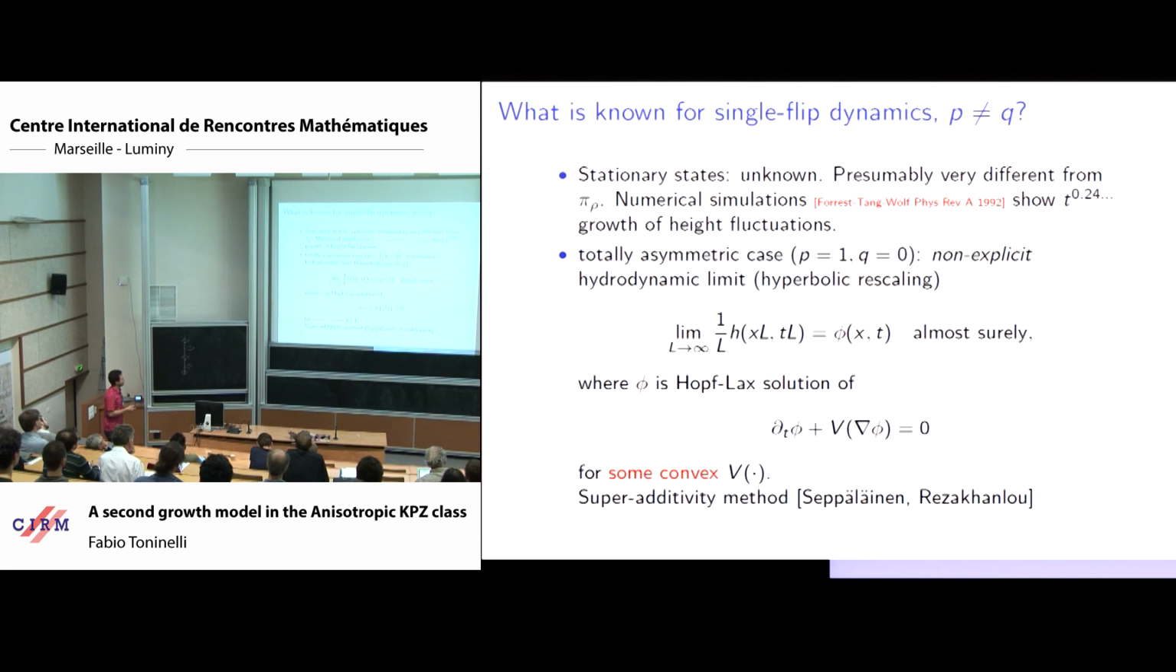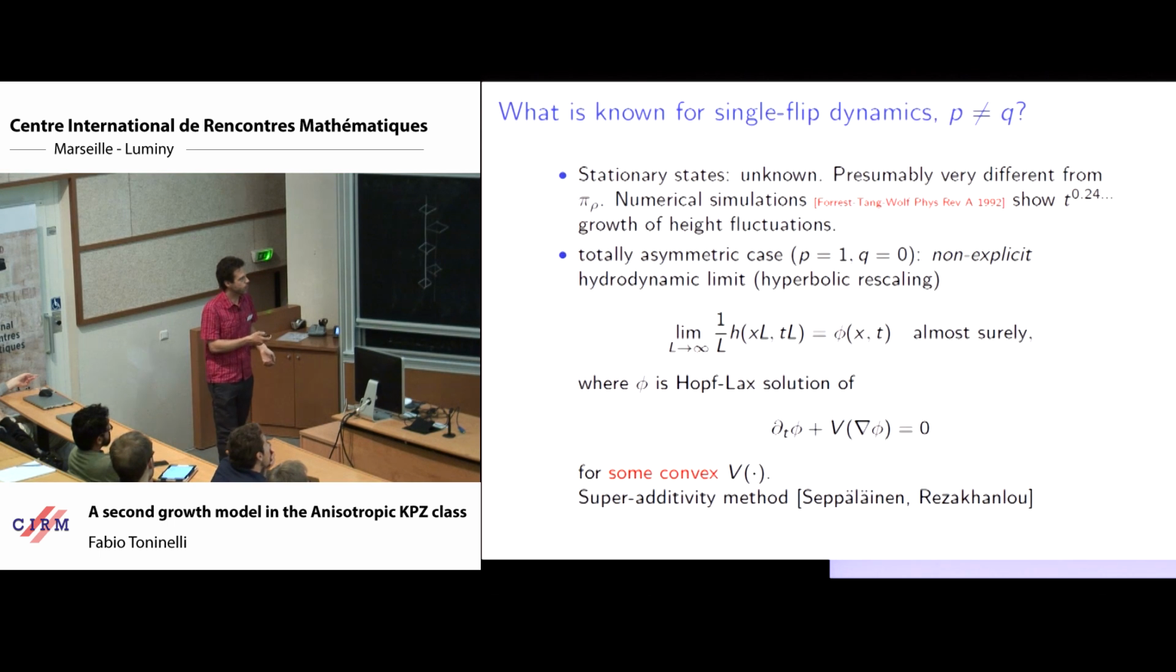Okay, this is something you can obtain by superadditivity type of arguments of the type developed by Timo and Reza Kanlu. But they don't give you what V is. They give you the existence. It's like for last passage percolation or first passage percolation. You get the existence of this shape, some convexity, and it's nice that you have this limit, but it's hard to guess what V is.